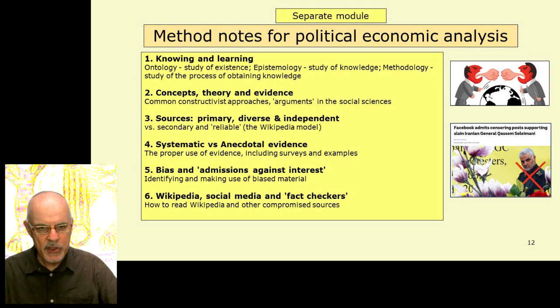Thirdly, to look at sources, how to use primary, diverse, and independent sources, as opposed to what's pretty much the Wikipedia model these days, which is to say to defer to secondary and reliable sources, a misleading approach which is rejected by most academics, but let's look at the reasons why that Wikipedia model is so flawed and so unreliable.